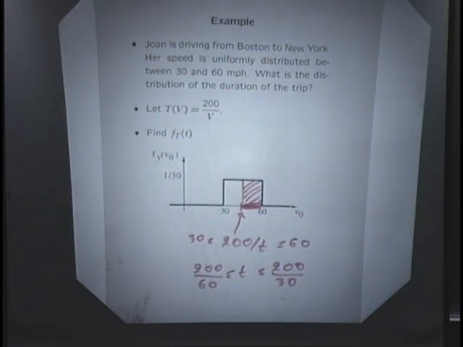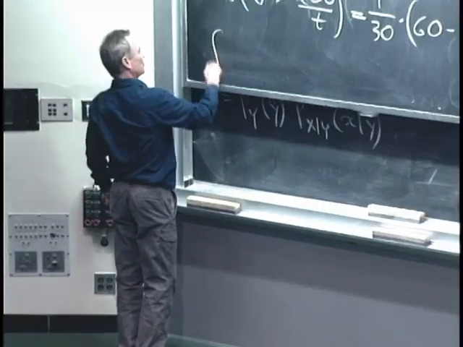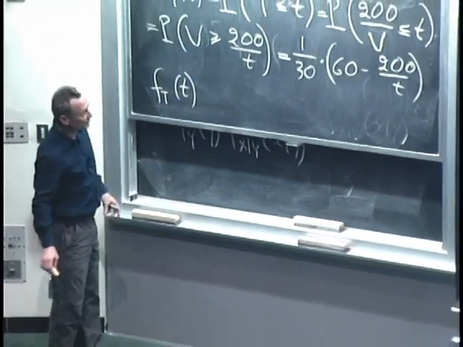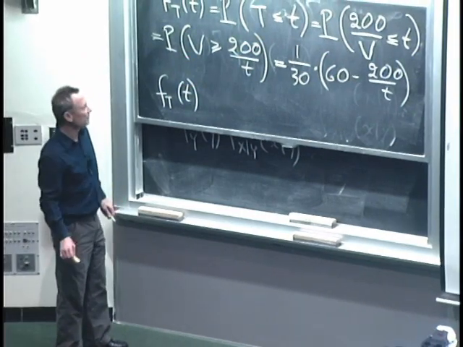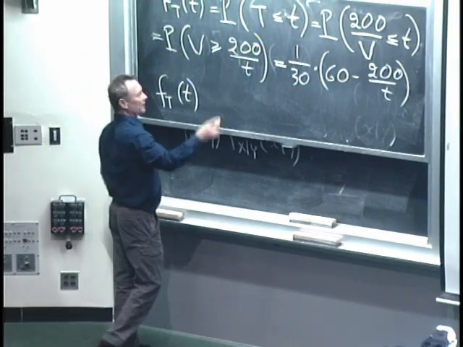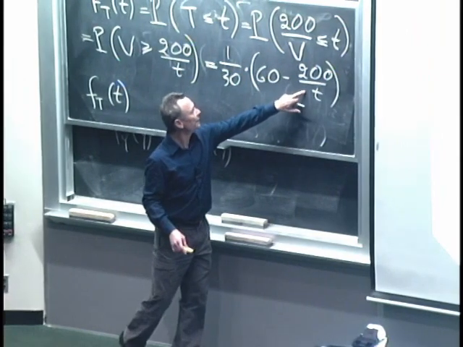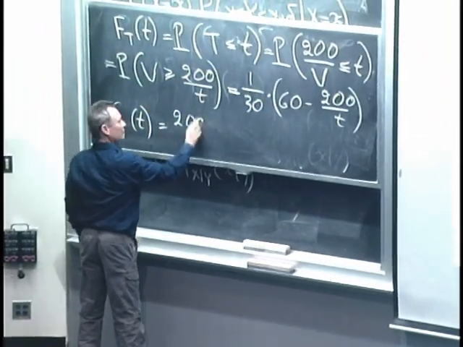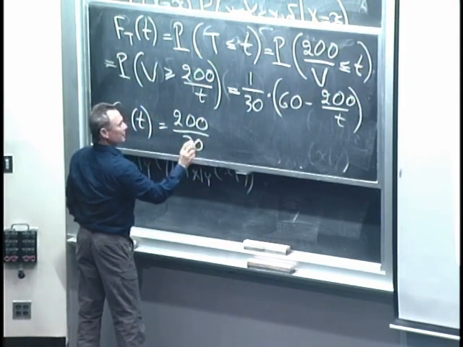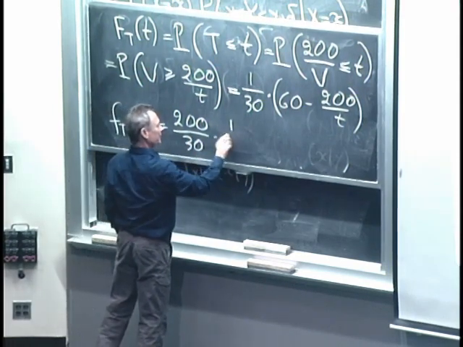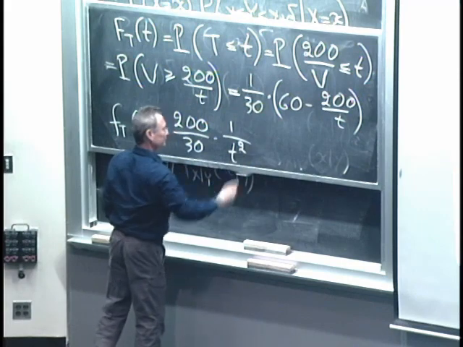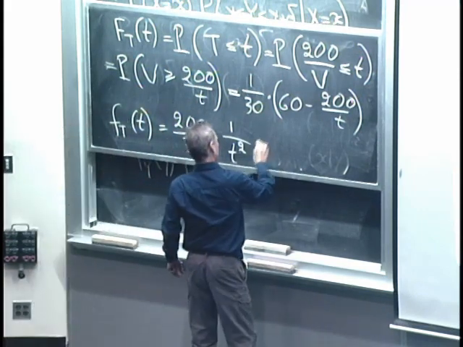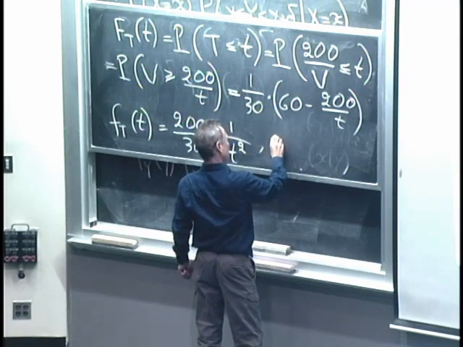So finally, let's find the density of T, which is what we were looking for. And we find this by taking the derivative in this expression with respect to T. We only get one term from here. And this is going to be 200 over 30, 1 over T squared. Okay. And this is the formula for the density for T's in the allowed range.